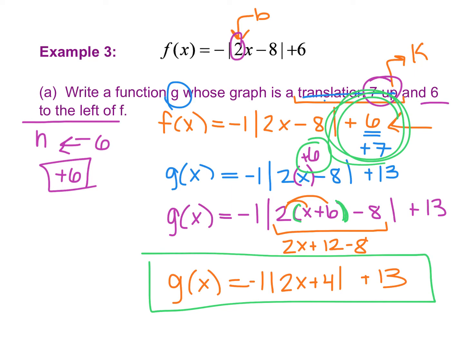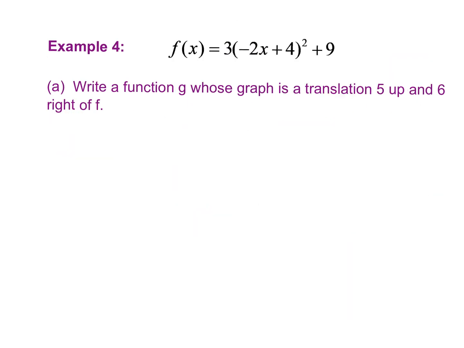You add on the outside for a translation up and down, and you add on the inside for a translation left or right. And inside means you go all the way in by x, and you add it to x, and then distribute and combine like terms as you see fit. All right, one more quick example here of a more complicated example, and then we will be done.